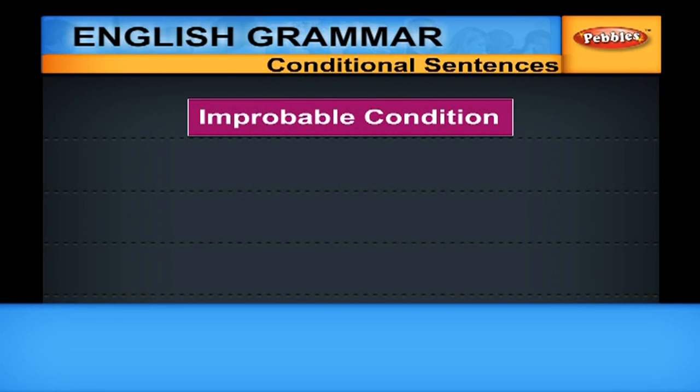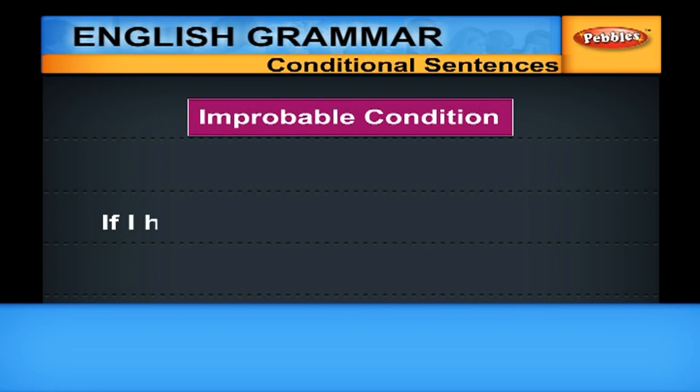Improbable condition. The second conditional clause or sentence is improbable. It is otherwise called closed or unlikely condition. What we mean by improbable is that the condition is not likely to be fulfilled.